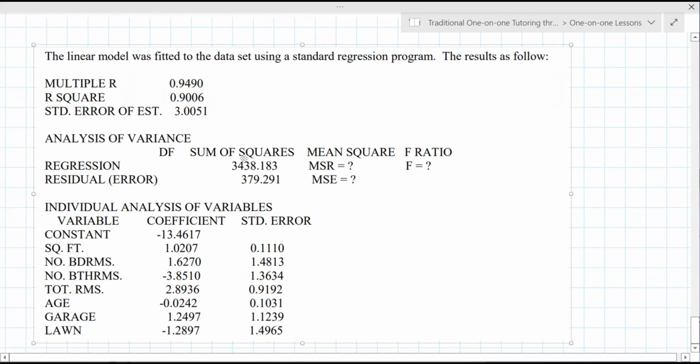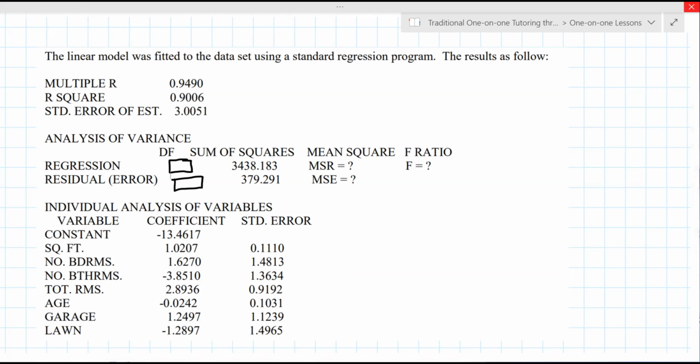Okay, so you're seeing what they're missing. What they did not give you is the degrees of freedom for the regression and the residual, and they obviously didn't give you these. I don't know why they didn't give you the degrees of freedom. They should have, but I actually do have to go back now to that other screen, the Excel, so we can see this.